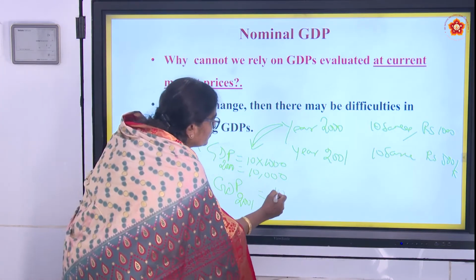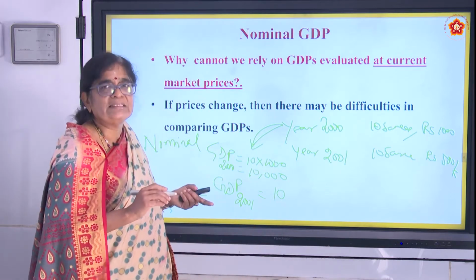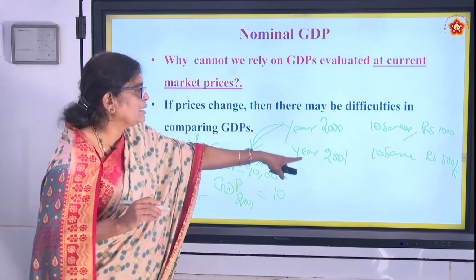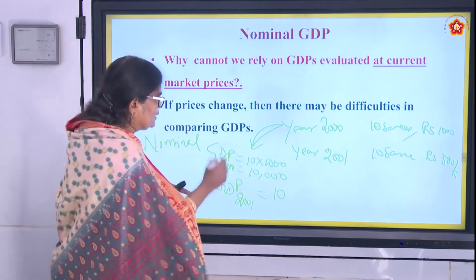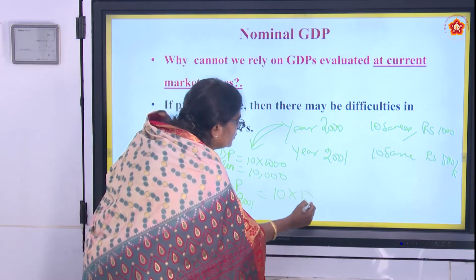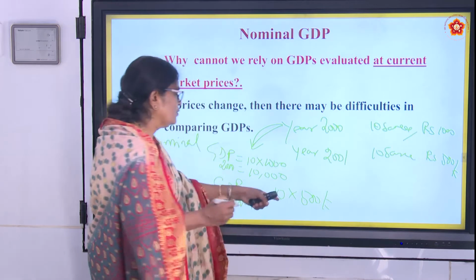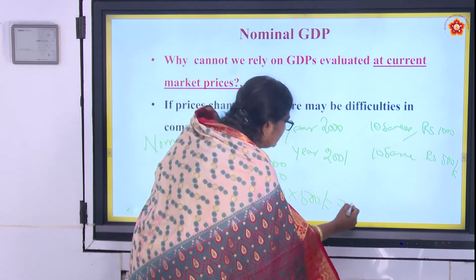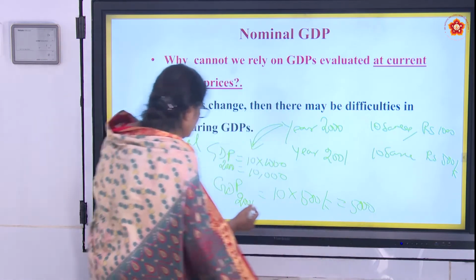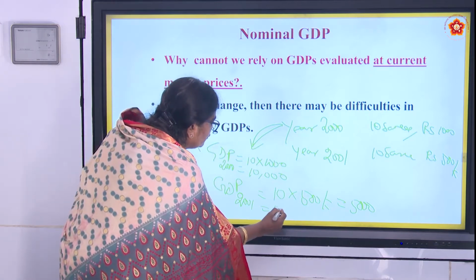10 same saris, the product didn't change, the volume of production didn't change. Say in 2000 also 10 saris, in 2001 also 10 saris. But the price has come down because of deflation, to 500 rupees. Therefore, what is the GDP? 5,000. Therefore, GDP in 2001 is equal to 5,000.